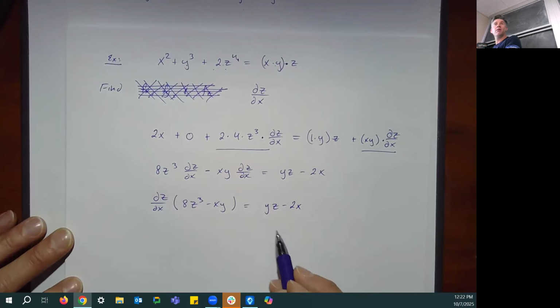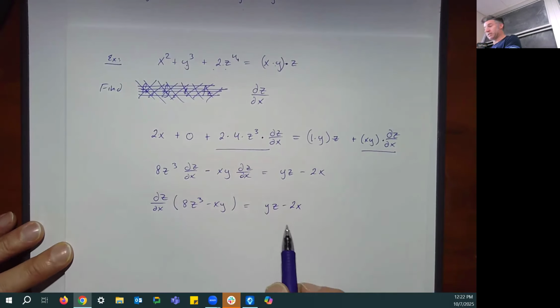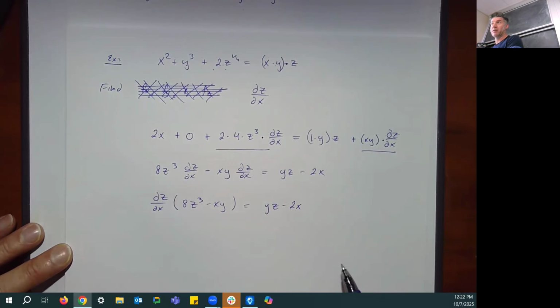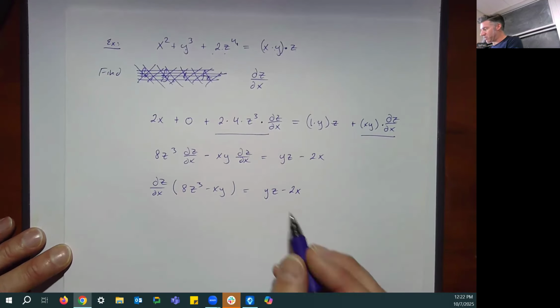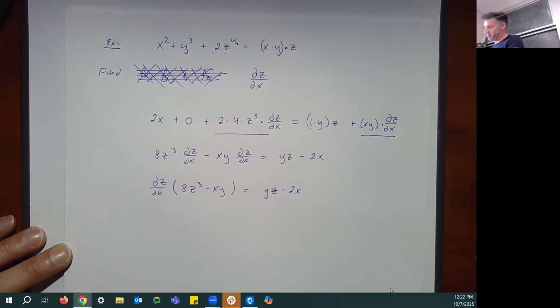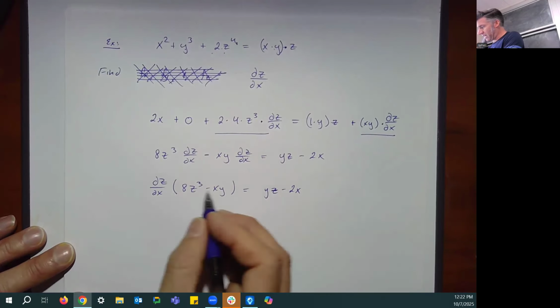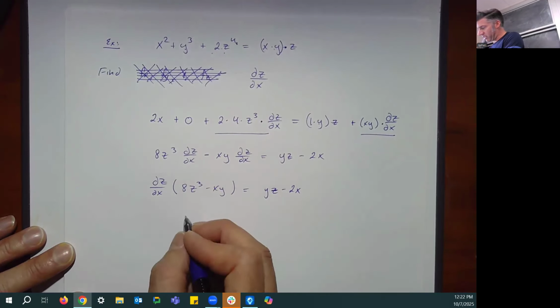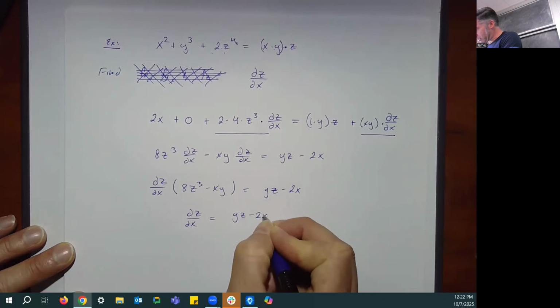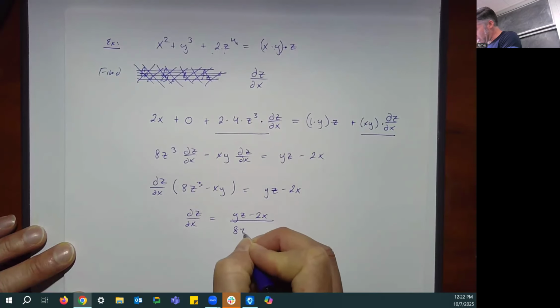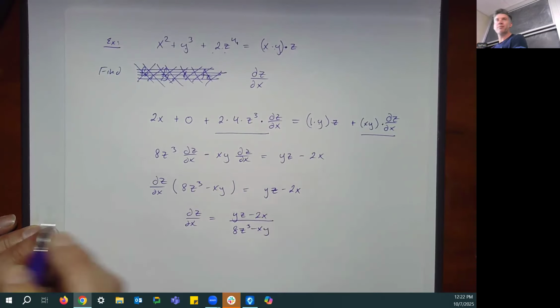Important note here, especially for myself, make sure your z's and your 2's look different. Sometimes my z's and my 2's start to look the same, so make sure your z's look different than your 2's. I usually put a little horizontal line on my z's like that. And then finally, divide both sides by 8z cubed minus xy to get del z del x equal to yz minus 2x divided by 8z cubed minus xy.